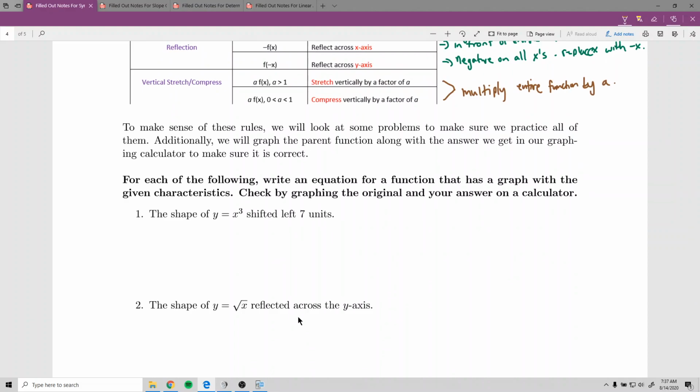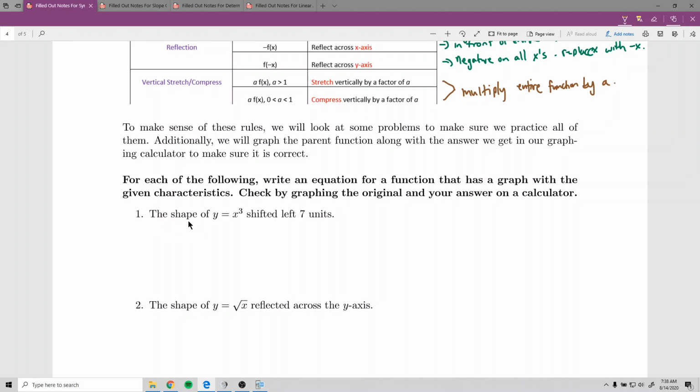Right, so it says for each of the following, write an equation for a function that has a graph with the given characteristics. And this is my added part. Check by graphing the original and your answer on a calculator. This is not necessary, but if you're working the homework, you can use a number of graphing calculators that are free to you. But I'll show you on the TI-84.